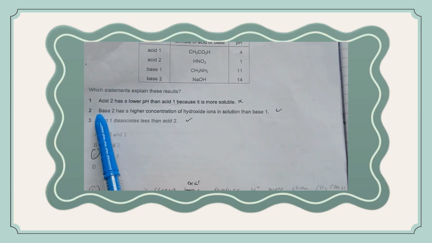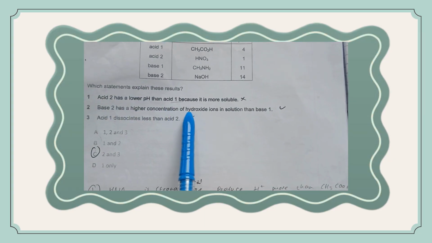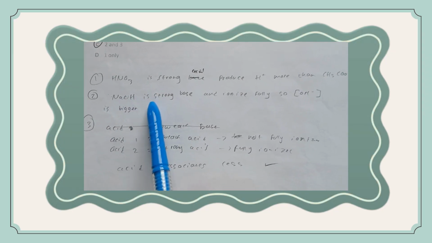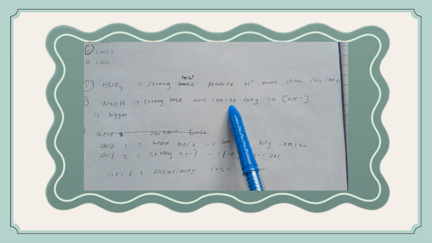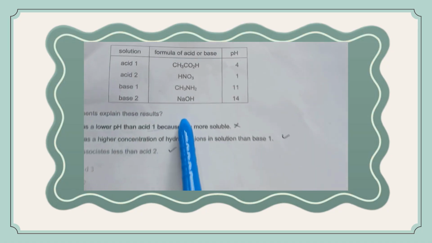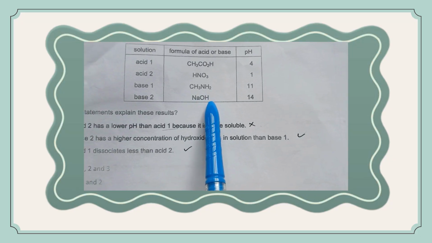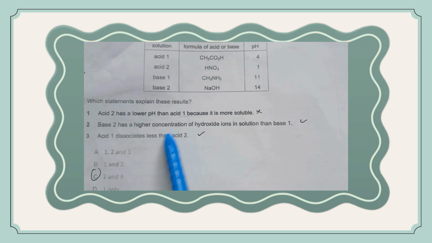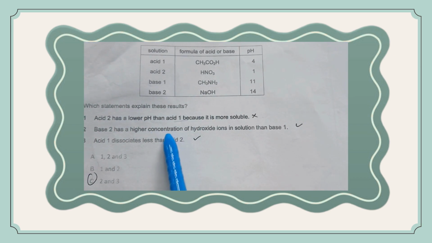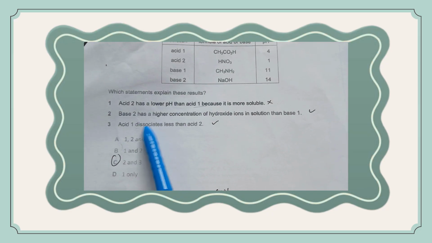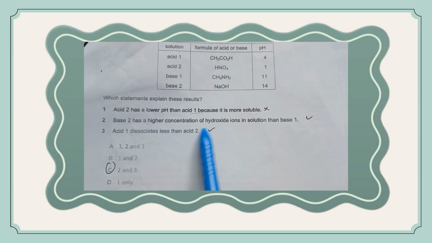Let's go to statement 2. Base 2 has higher concentration of hydroxide ions in solution than base 1. Yes, it is right because sodium hydroxide is a strong base and ionizes fully, so the concentration of OH minus is bigger. Because base 1 is a weak base, that's why base 2 has higher concentration of hydroxide. And statement 3, acid 1 dissociates less than acid 2.